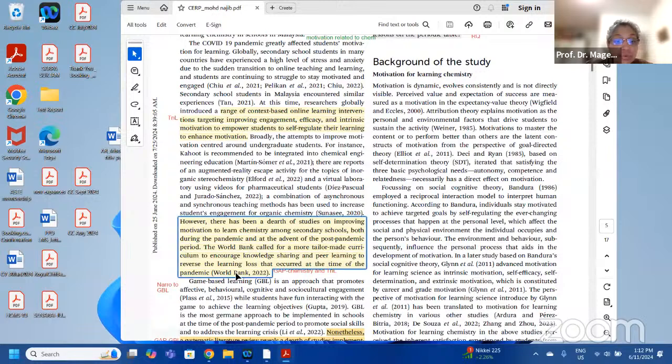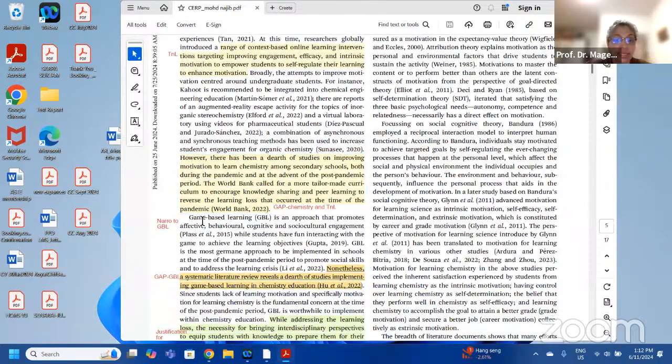So World Bank called for more tailor-made curriculum, a curriculum which is appropriate for your own Malaysian or Indonesian context. So it is a gap. There are few studies done on chemistry, and then the requirement of more tailor-made curriculum. Already I'm reaching the gap. And then I'm touching, okay, game-based.